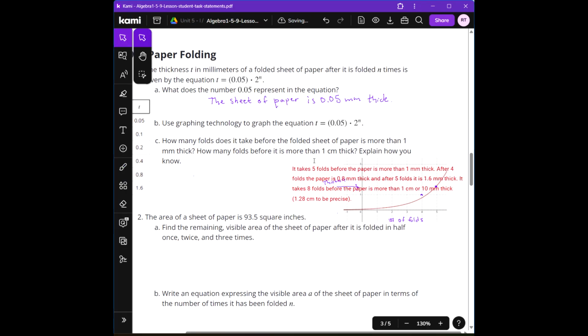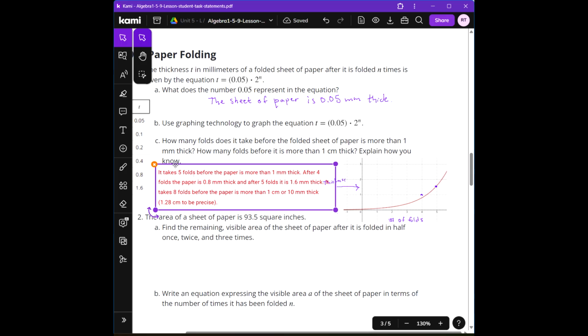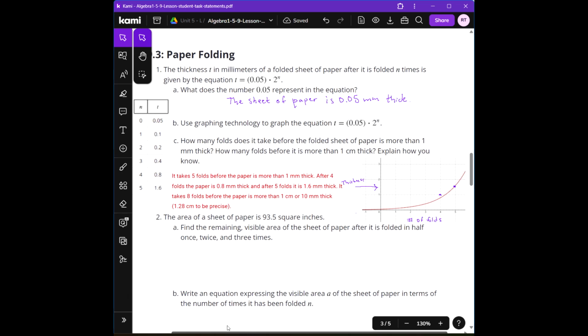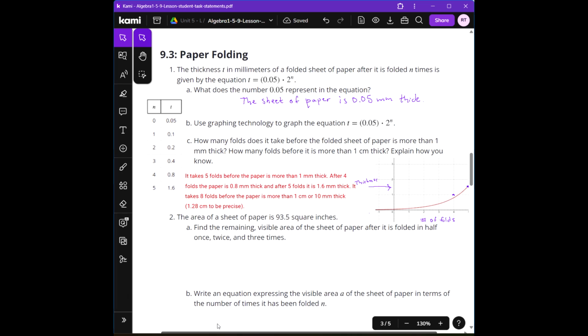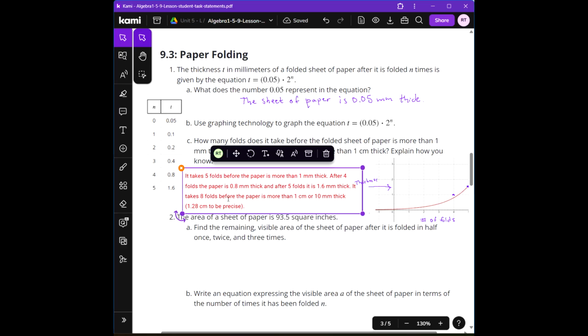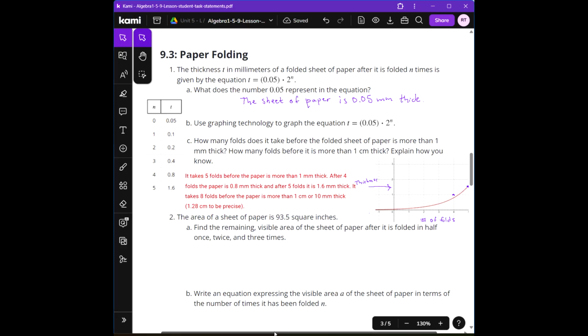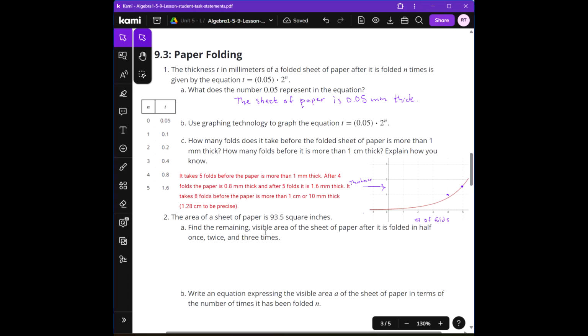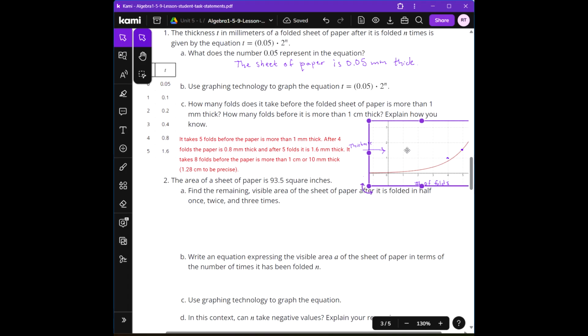I'm going to go ahead and put over here what the text says. So it takes 5 folds before the paper is more than 1 millimeter thick. After 4 folds, the paper is 0.8 millimeters thick, and after 5 folds it is 1.6. It takes 8 folds before the paper is more than 1 centimeter or 10 millimeters thick, or 12.8 to be precise. And when you're looking at the graph in Desmos or GeoGebra, you can actually extend this and see those points.